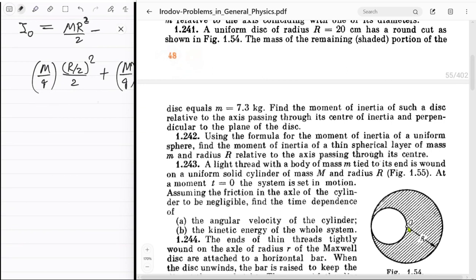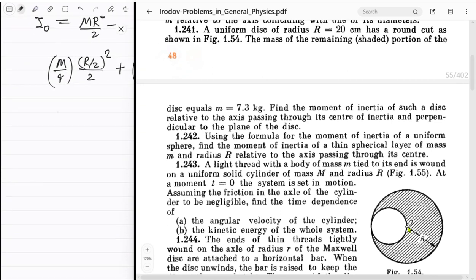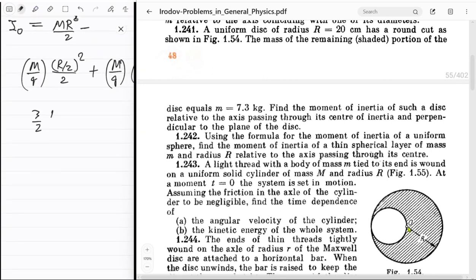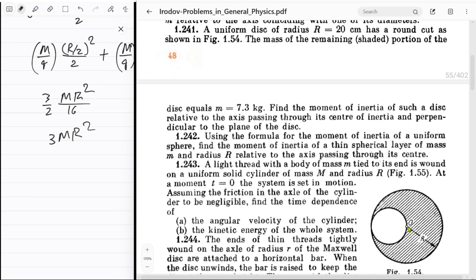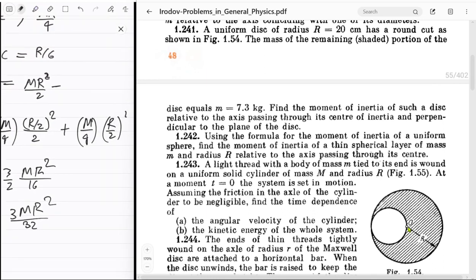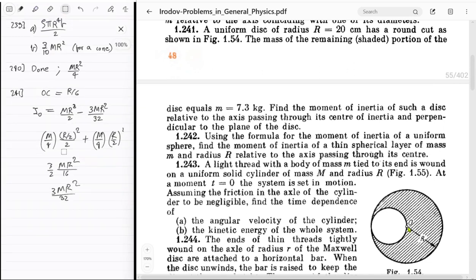So you got 1 plus 1 upon, like 3 upon 2 of this. So mr squared upon, that's 4 and 4, 16. So 3 mr squared upon 32. It's going to be just this thing. So 3 mr squared upon 32. Perfect.